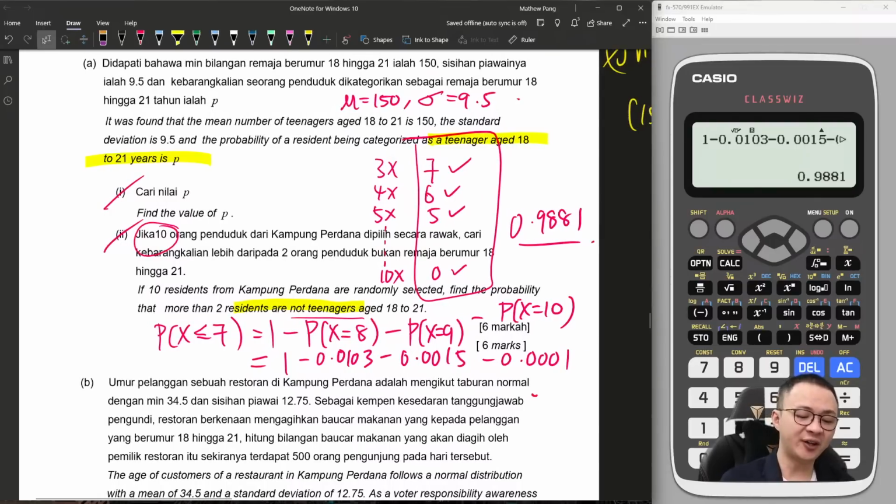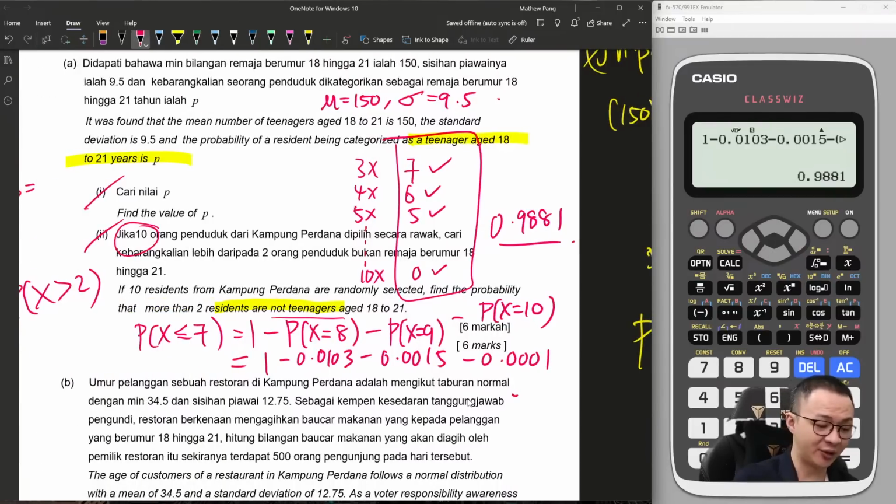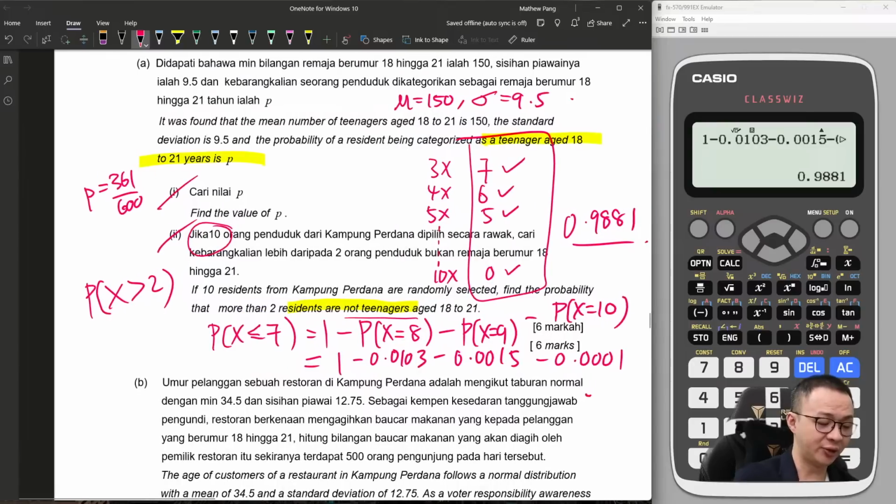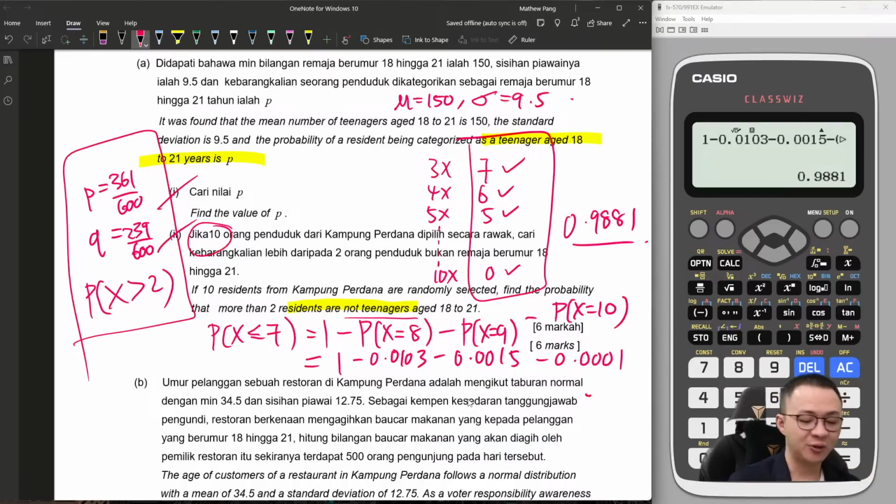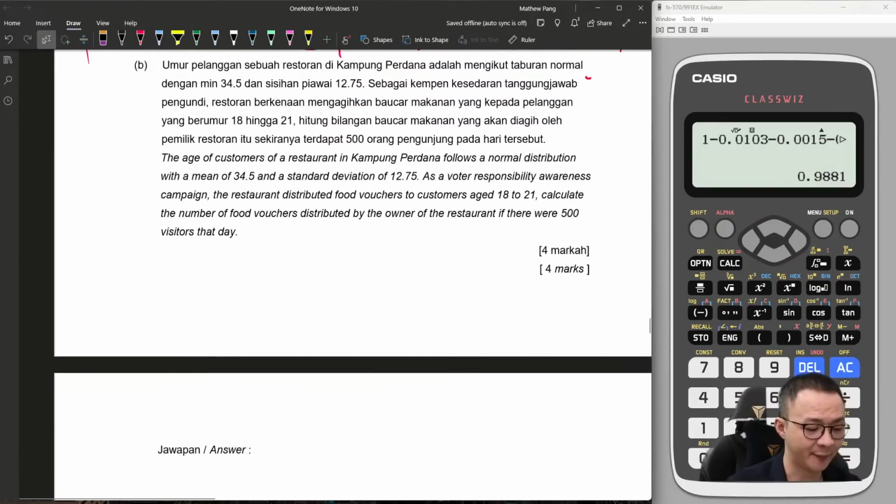If you prefer to do the at least 2, more than 2, you can do like this, but if you do like this, you need to change your P to the Q value, 361 over 600. Then your Q will need to change to the other one, which is 239 over 600. Okay, P and Q need to swap. Then you can do this. You definitely get the same answer as mine. If you didn't get the same answer, then you want to double check your working.